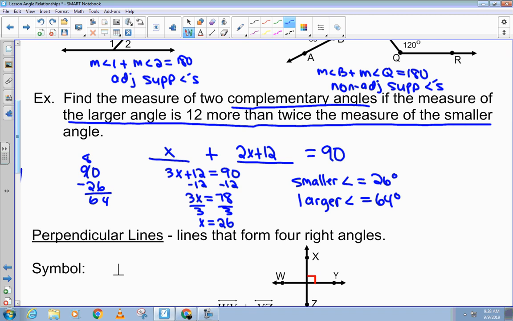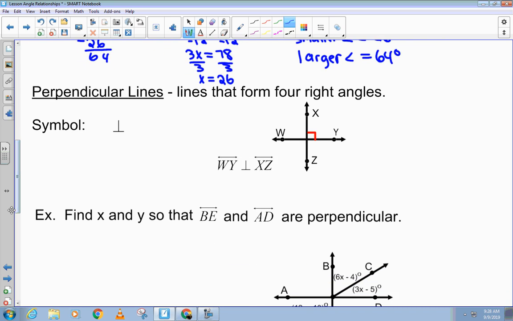Okay, here's another definition. Perpendicular lines are lines that form 4 right angles. So basically they intersect, and when they intersect, they form 4 right angles. If they form 1, they form 4. This is the symbol for right angle. This is the symbol for perpendicular. That means perpendicular. You need to know that.